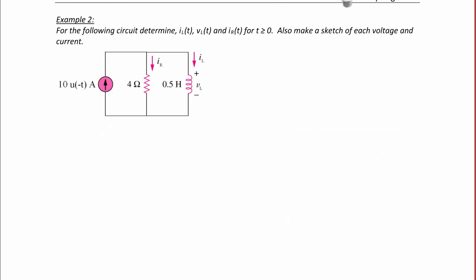Now let's try example 2. For the following circuit, determine IL of t, VL of t, and IR of t for t greater than or equal to 0. Also make a sketch of each voltage and current.